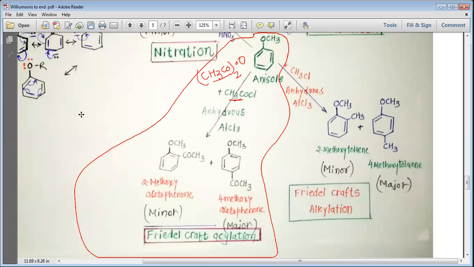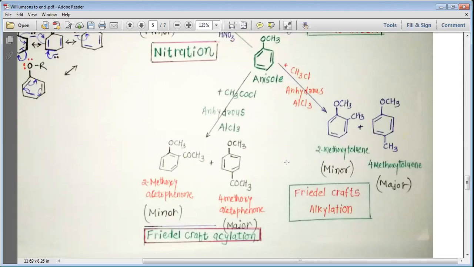This is what is known as acetophenone. On benzene, if we have a COCH3 group, it is known as acetophenone, and that is why the two products that we get are known as 2-methoxyacetophenone and 4-methoxyacetophenone. You can easily understand that with such a big group nearby, there will be steric hindrance, and that is why this product is minor. But when it is on the para position, steric hindrance is minimal, and that is why 4-methoxyacetophenone will be the major product.